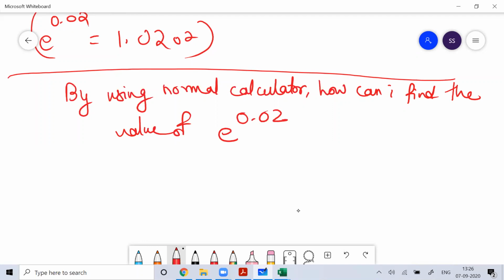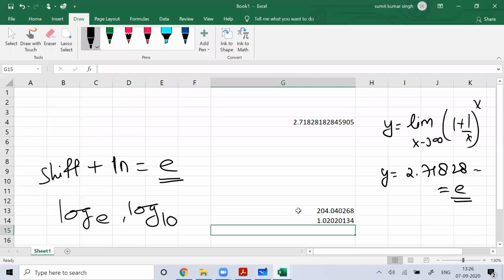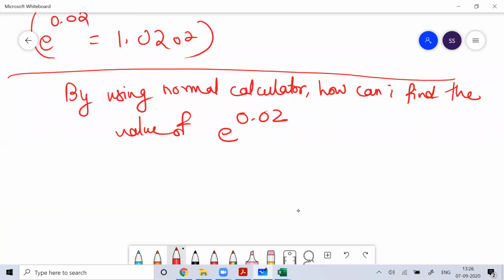One thing you can do is try to memorize the value of e, which is 2.71828. At least memorize this, and the remaining thing I can teach you. Then I'll tell you how to find this by using a normal calculator.